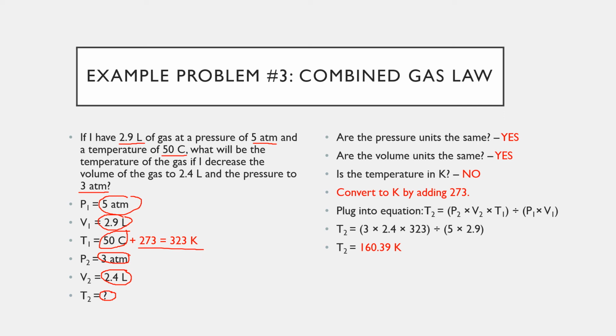Look for your equation for temperature 2, plug in all of your numbers, and solve. Make sure that you're putting parentheses in the calculator to tell it to multiply this section first and multiply this section first before dividing those two numbers. Whenever you solve, your temperature is already in Kelvin.